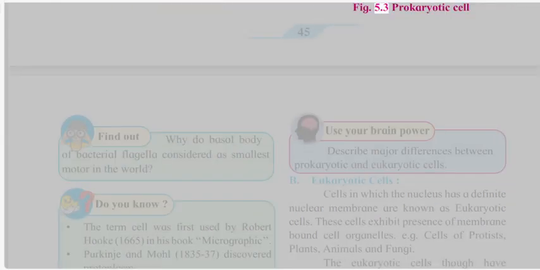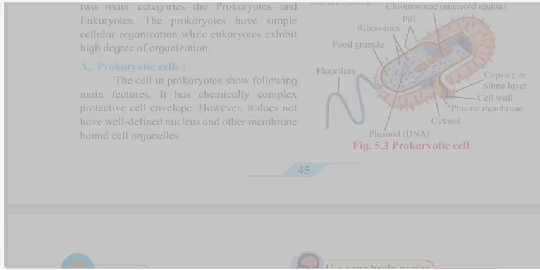Fig. 5.3 Prokaryotic cell. Chromosome, nuclear region, pili, ribosomes, food granule, flagellum, plasmid, DNA, cytosol, plasma membrane, cell wall, capsule or slime layer.